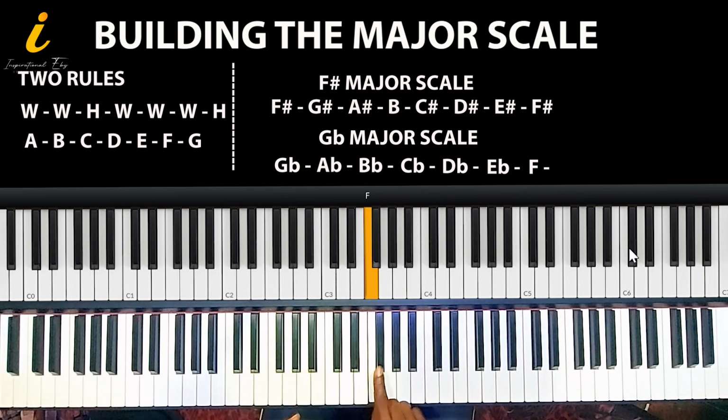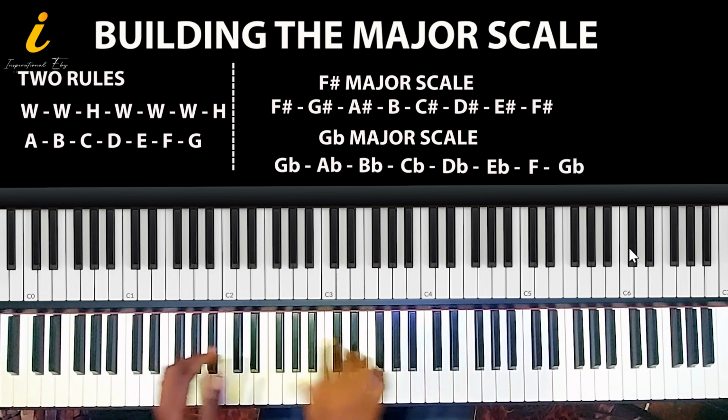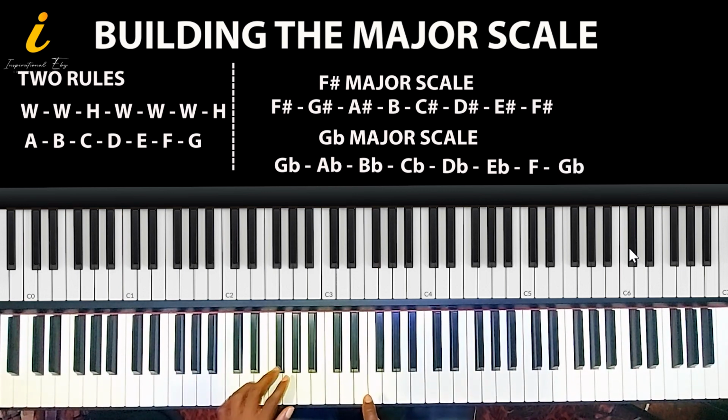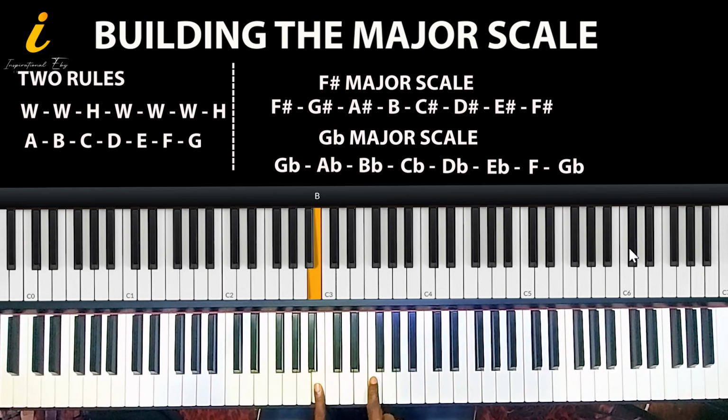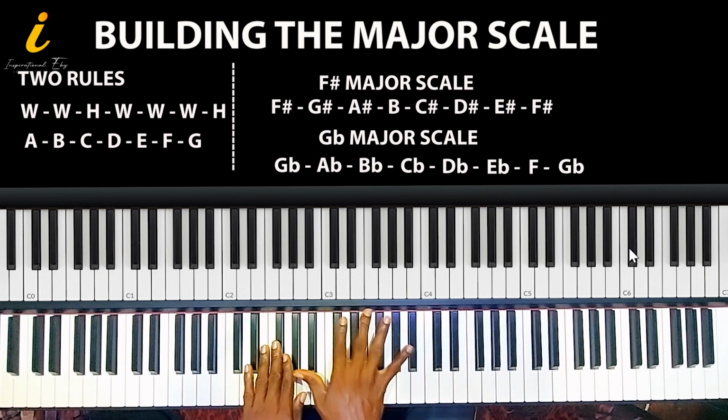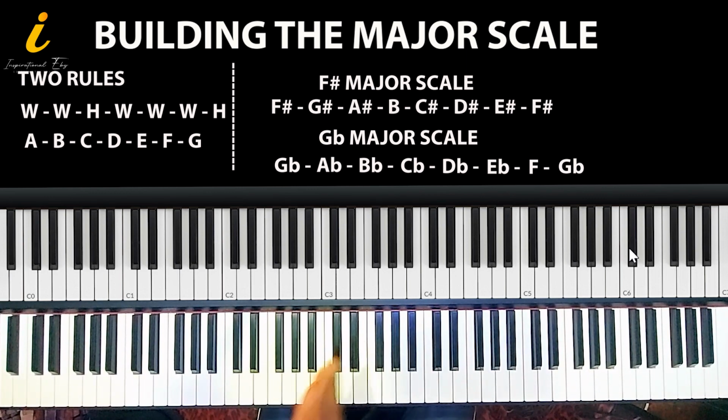And the last interval is a half step. After F is G. So we call this G flat, right? So in the key of G flat, this is called F, while this is C flat. But in the key of F sharp, this is B and this is E sharp, right? So whatever key you want to call it, you've got to use the notes that belong to the key.